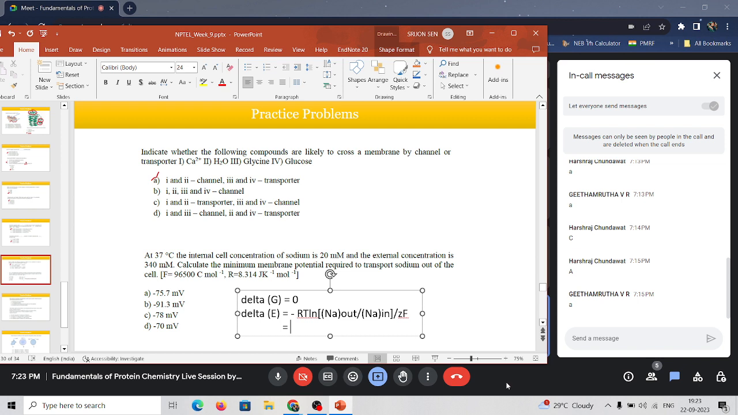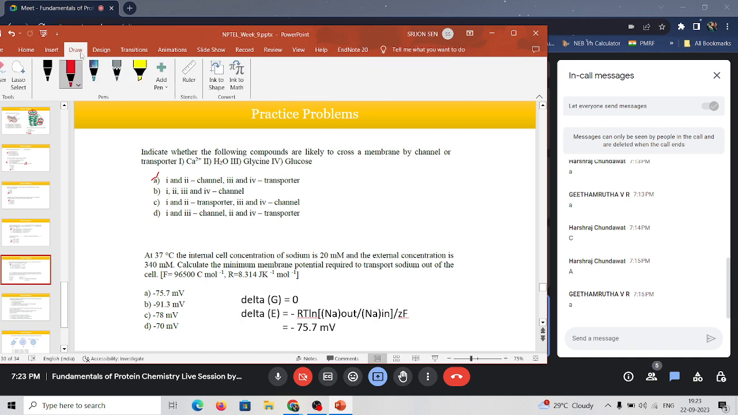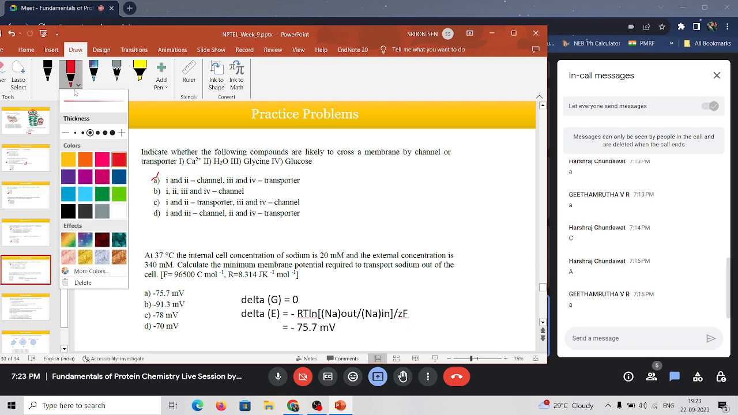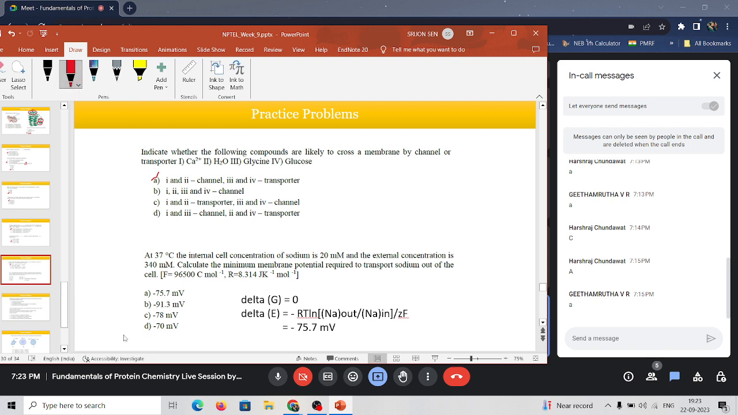then divided by, so you have over here sodium, so that is 1, the charge is 1, and F is 96500. How much is it coming? Anyways, you just calculate, and here I guess your answer would be 75.7 millivolts. Okay, so your option A would be correct. Just check it once. So you would be seeing that option A would be correct.